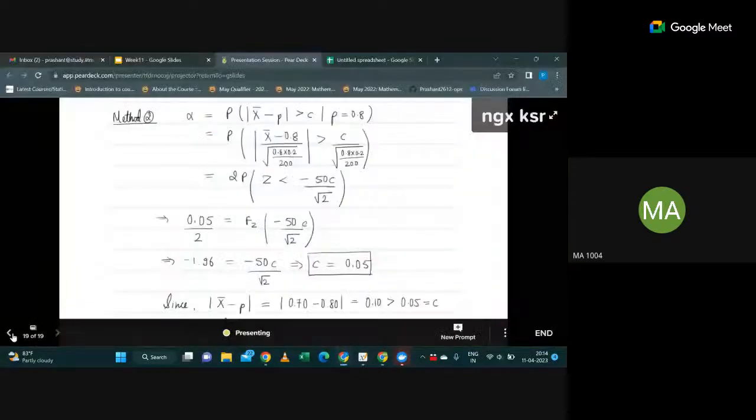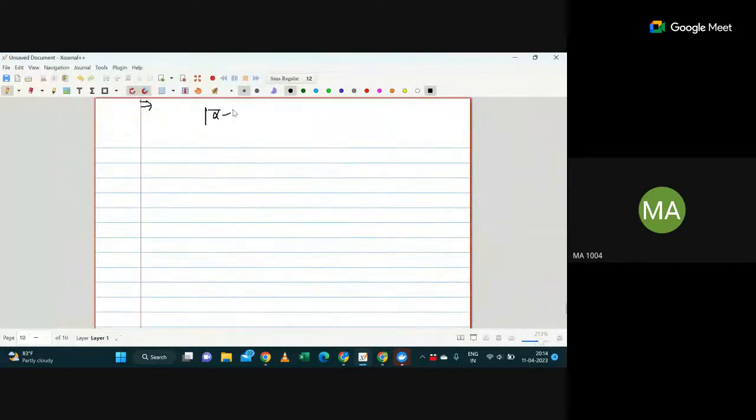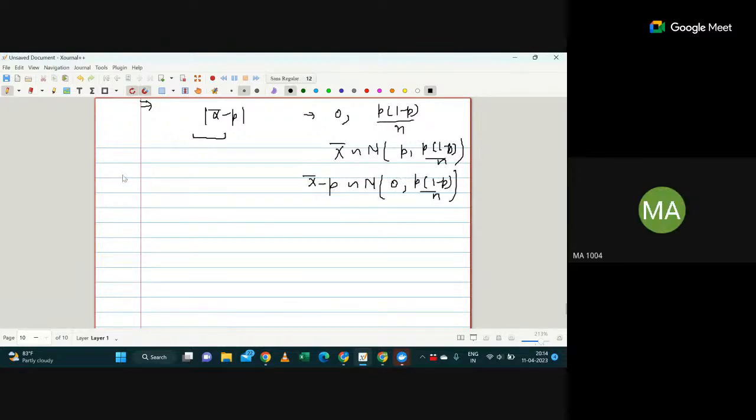Okay, one second, let me share my screen. Okay, this one? So what we are doing at the end: what is the z observed value? Observed means what we are performing. I had mod of x bar minus p, right? And the mean for this was 0, and the variance will be p into 1 minus p divided by n. X bar was normal with mean p and variance p(1 minus p) divided by n, right? What will be the mean of x bar minus p? It will be normal with mean 0. So in case of z, how will I get my z observed value? X bar minus p divided by square root of p(1 minus p) divided by n, right?